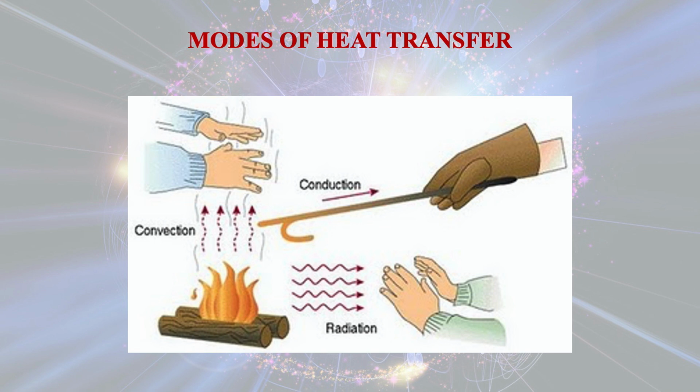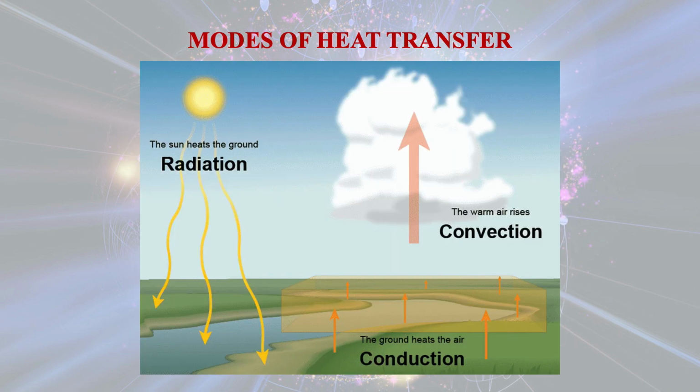But we are getting the heat energy from the sun due to radiation. Now, this is another example of the mode of heat transfer, that is radiation. We are getting heat energy from the sun, and that is due to the mode of radiation, heat transfer due to the mode of radiation.